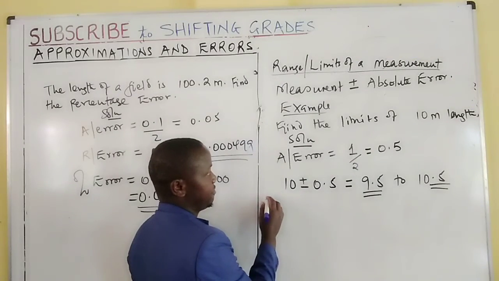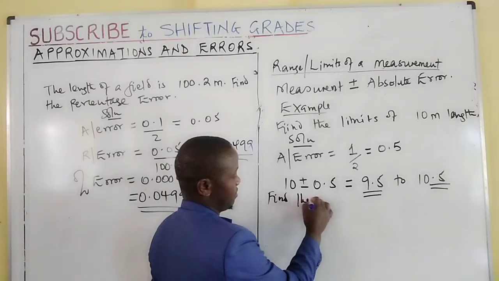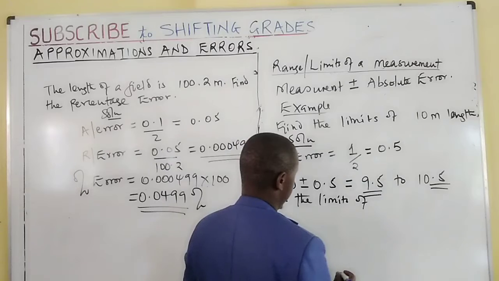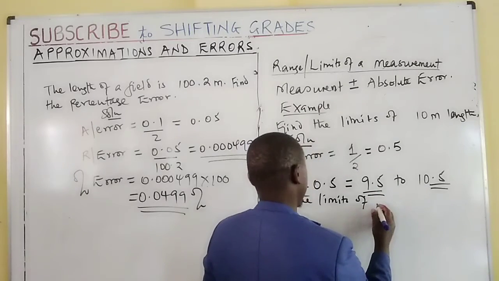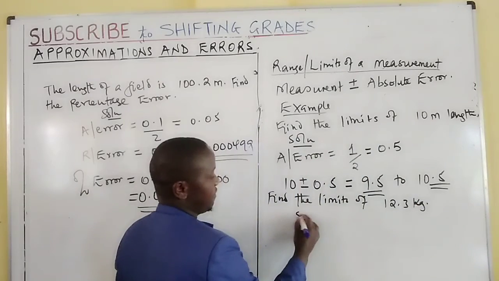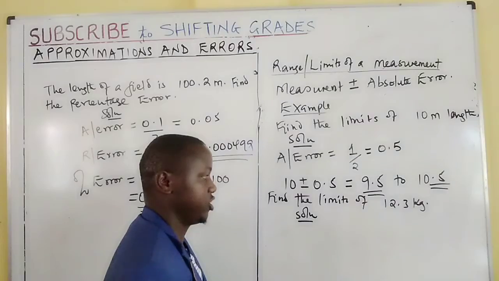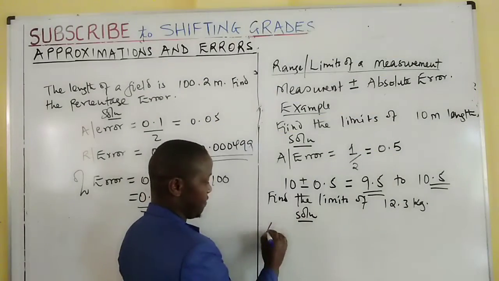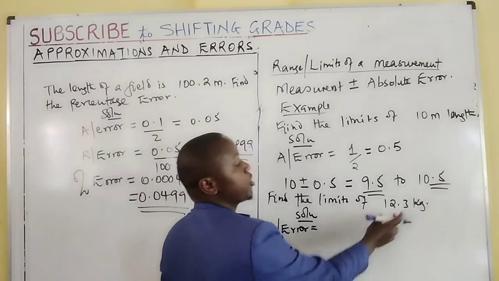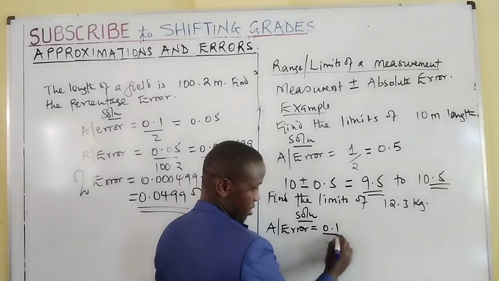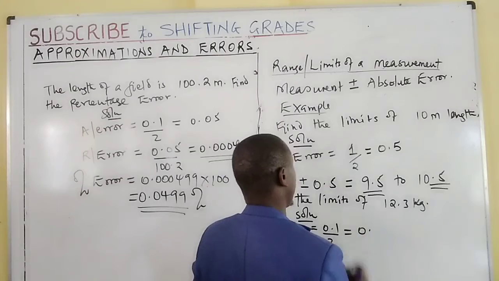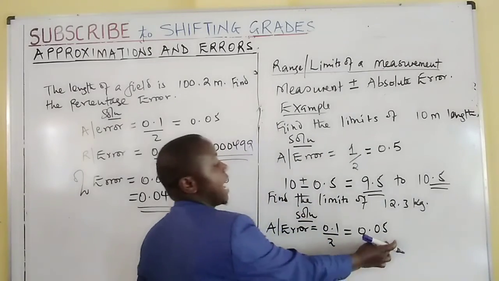Again, we can check the limits of, find the limits, when you're given something like 12.3 kilograms. In this case, it has been recorded to 1 decimal place. Therefore, to get absolute error, we take 0.1, which is the accuracy degree for the recording of that measurement, and we divide it by 2. This will give us 0.05. So this is the absolute error.